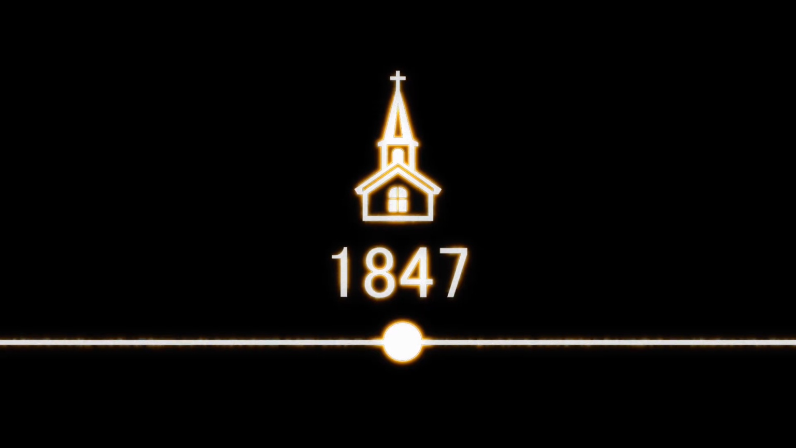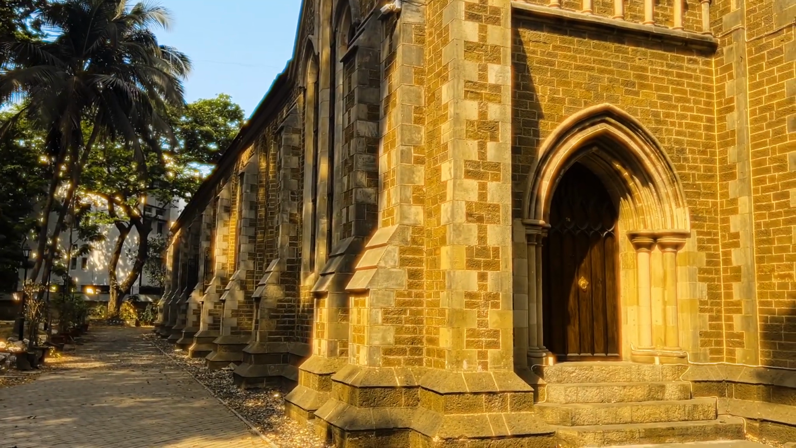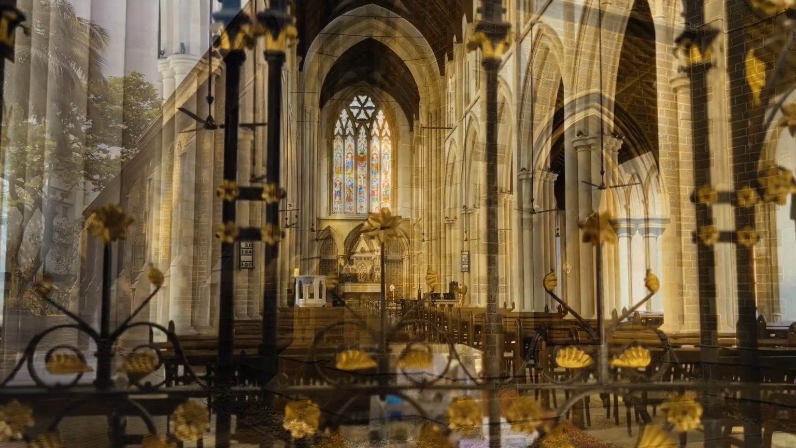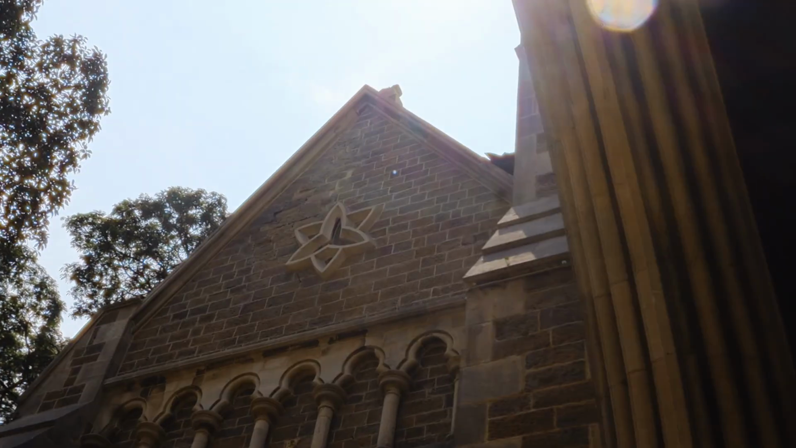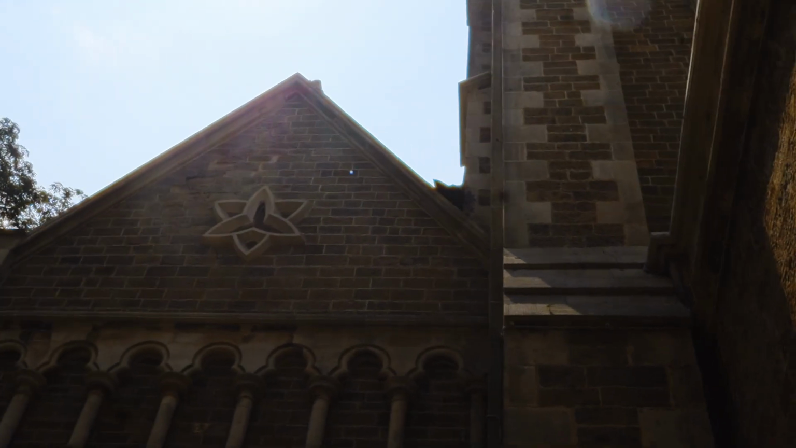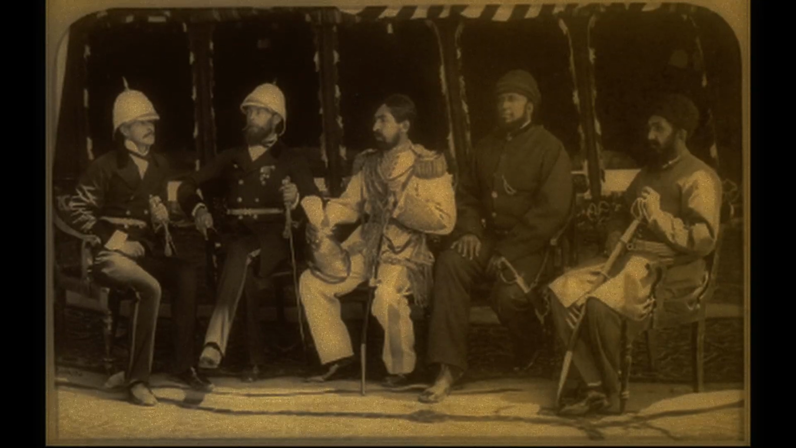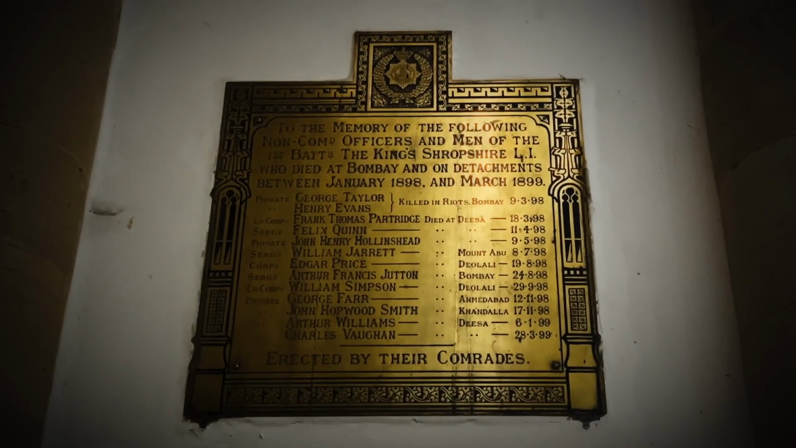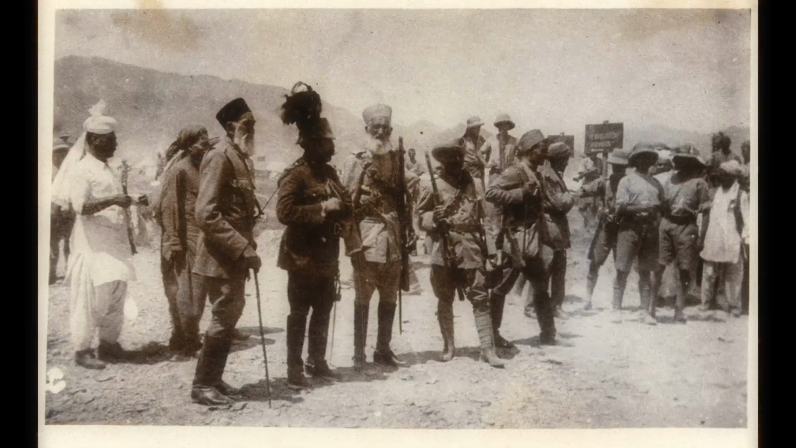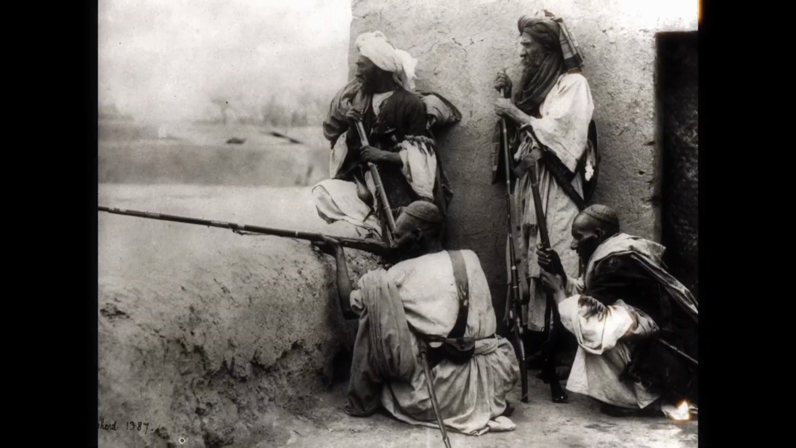Built between 1847 and 1858, the Afghan church was designed in the Gothic Revival style, a popular architectural language that drew on medieval European church designs. The story behind this church begins with the British military's engagements in the First Anglo-Afghan War and the 1842 retreat from Kabul. The British were forced to retreat in what was seen as one of the biggest military disasters of the time. An estimated 4,500 British and Indian soldiers and 12,000 camp followers lost their lives in the conflict.